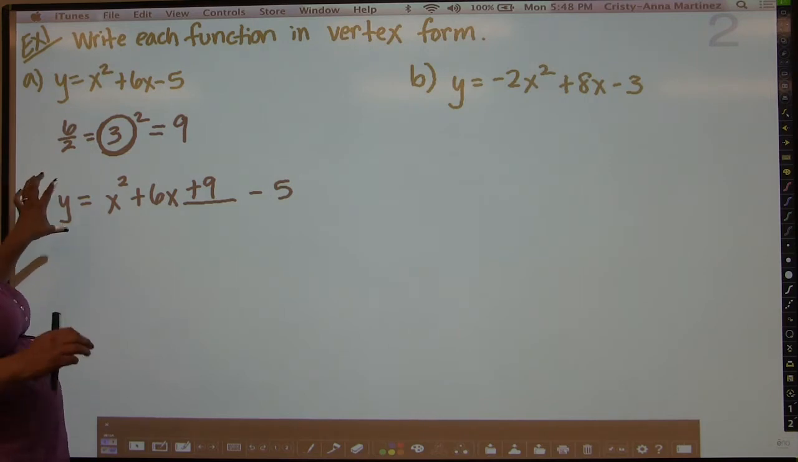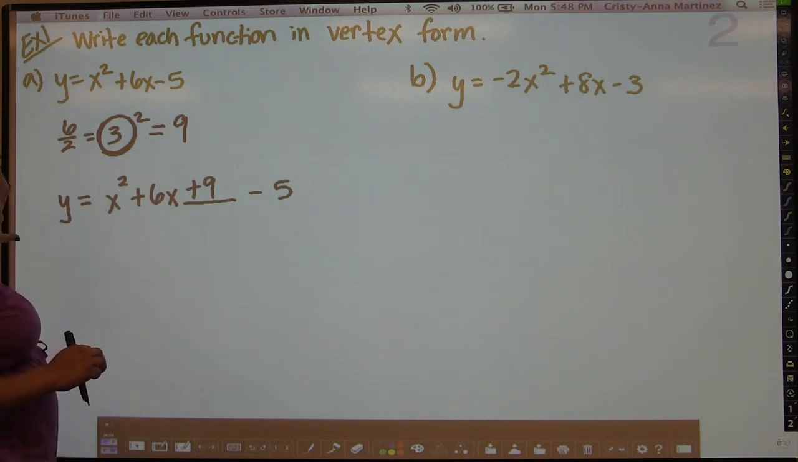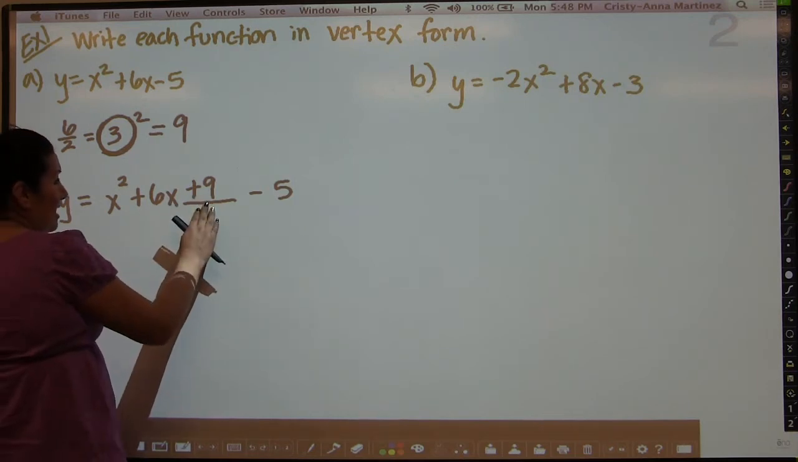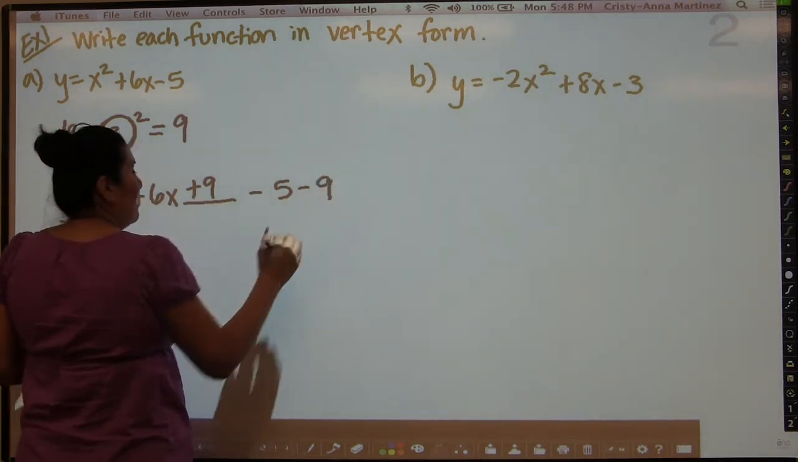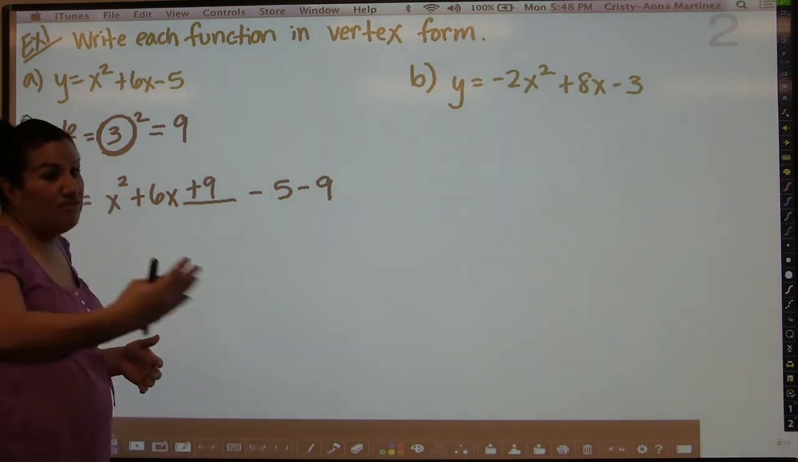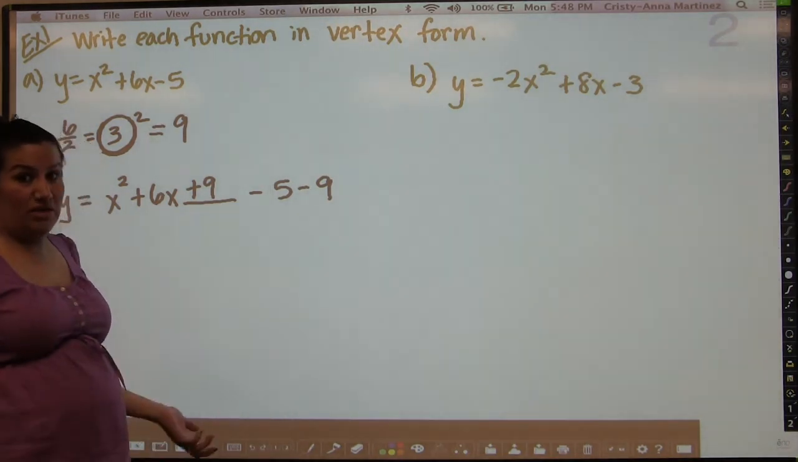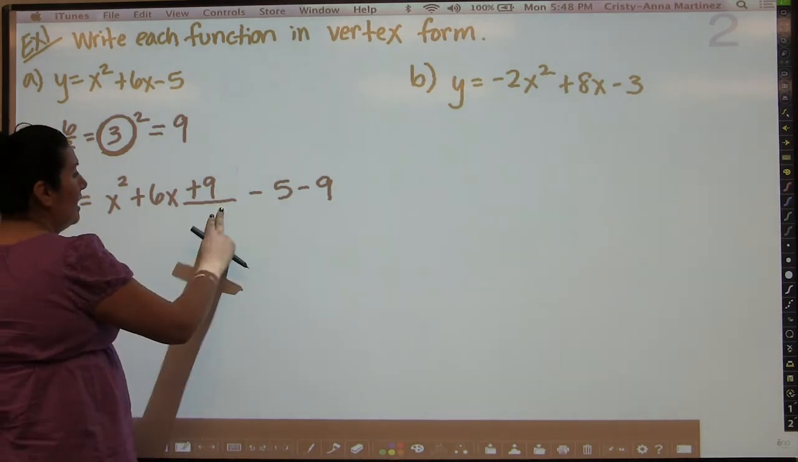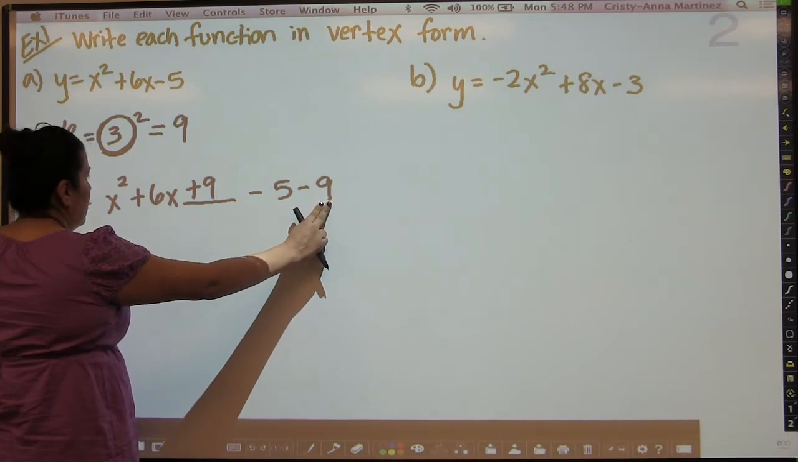A variable and a number just isn't going to work, so I can't do that to keep it balanced. The only other thing I can do to keep it balanced, which sounds kind of weird, is to add the 9 and subtract the 9 from the same side. So really, it's like I said, I'm going to give you 10 bucks, I'm going to take 10 bucks from you. I didn't do anything. I didn't give you anything. So I'm adding 9 and subtracting 9 at the same time.